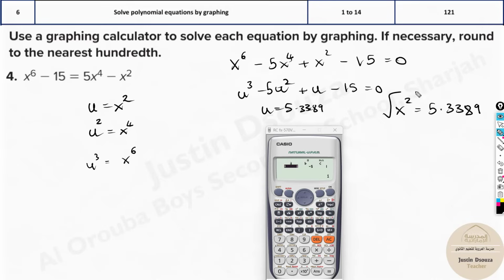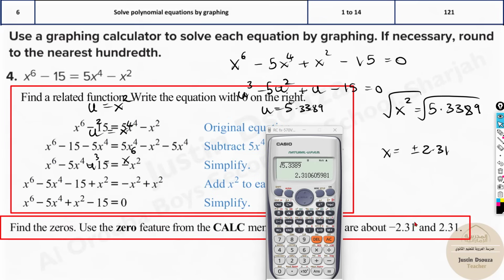Now, in order to remove this, you just take the square root on both the sides. You can make it as a quadratic, you know, mod 5, 3. But that's too much. Just take square root on both the sides. x is equal to plus or minus the square root of 5.3389. Whenever you take the square root, there are two answers. It's either plus 2.3106, let it be 2.31, or it's minus. So the final answers are plus or minus 2.31. That's how we do this.